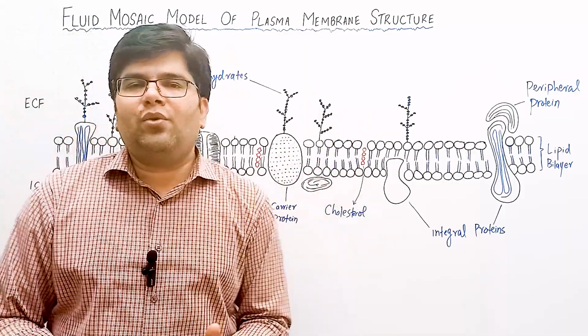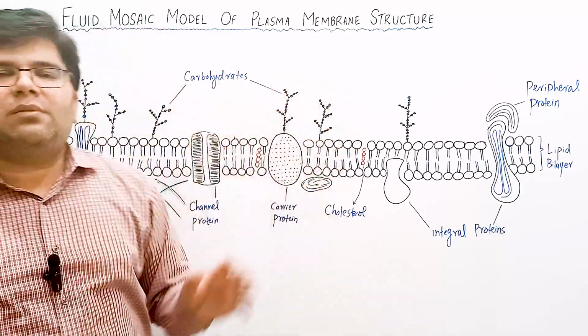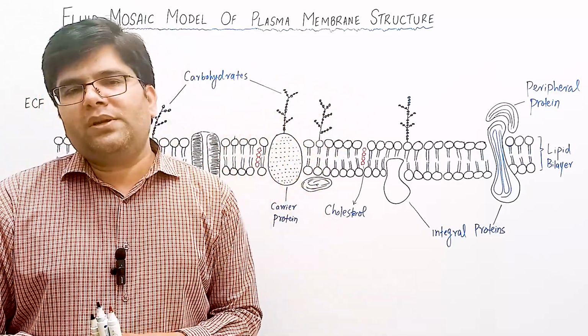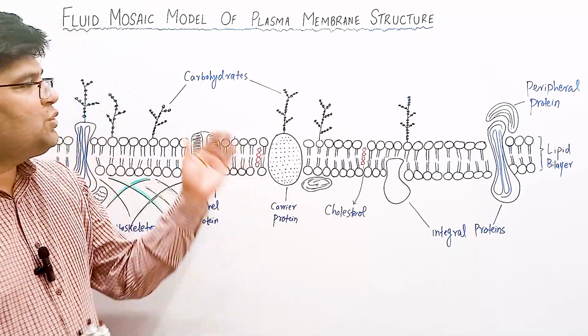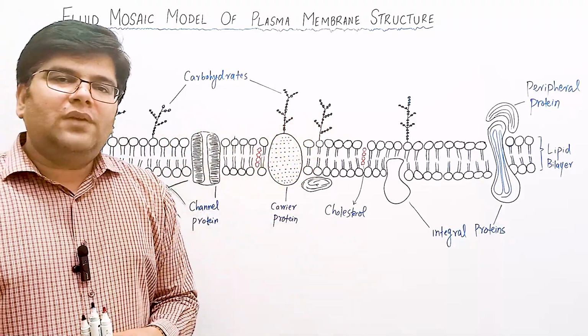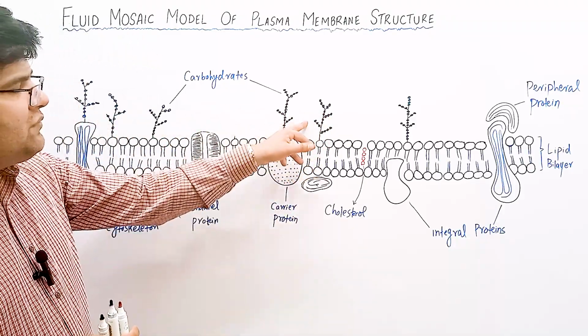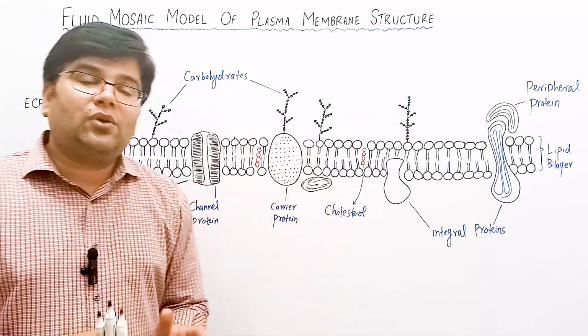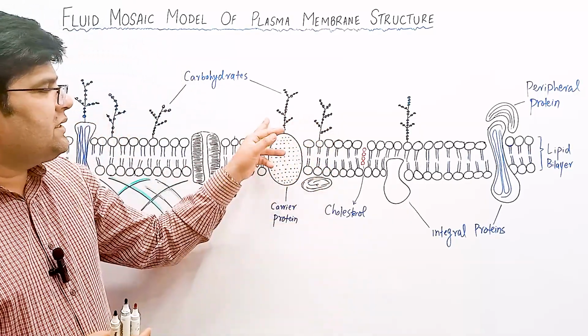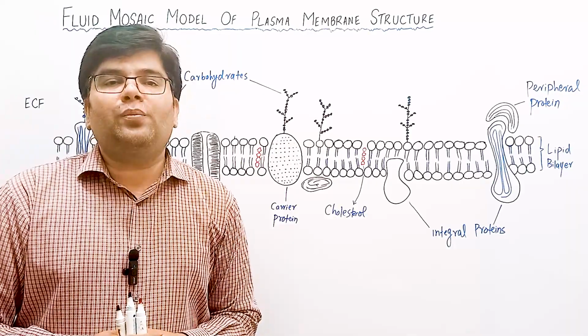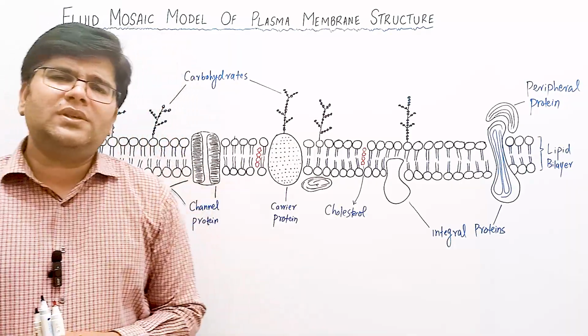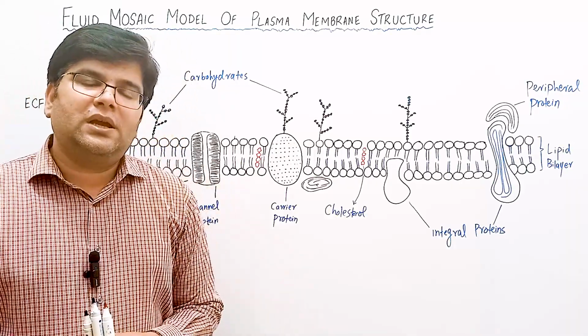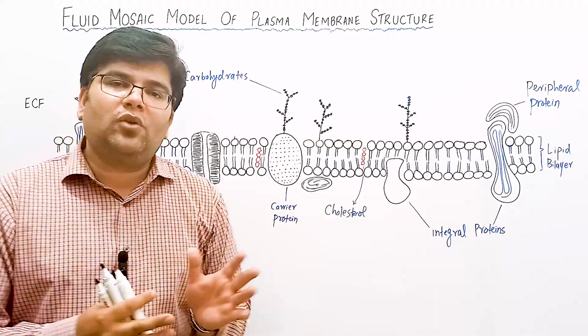Now let's talk about the carbohydrates which are present on the outer surface of the cell membrane. Carbohydrates are just 3%. These carbohydrates provide a sugar coating to the cell membrane. If a carbohydrate chain is attached with a lipid molecule, then we call it a glycolipid, and if this carbohydrate chain is attached with a protein, then we call it a glycoprotein. Most of these carbohydrates are attached with proteins, and hence most of them are making glycoproteins.